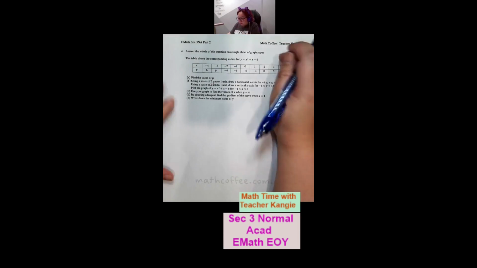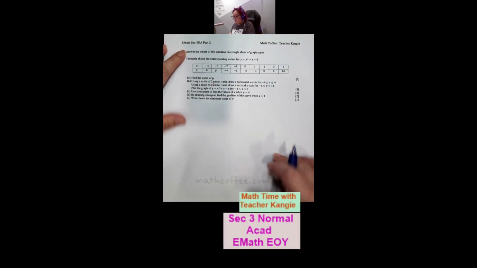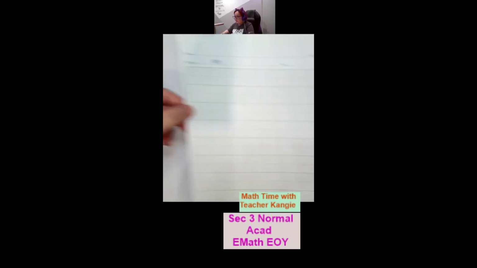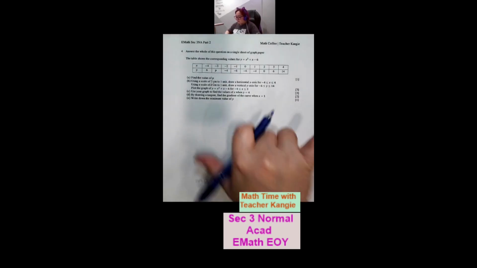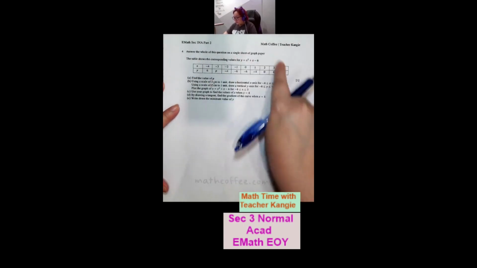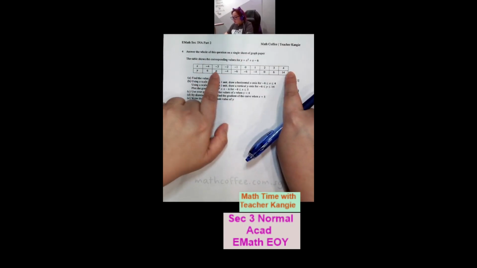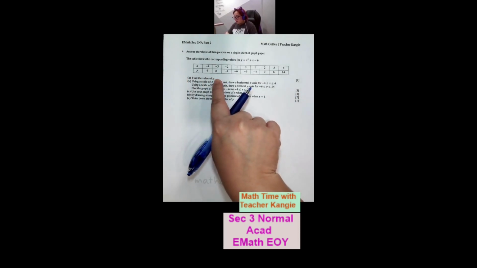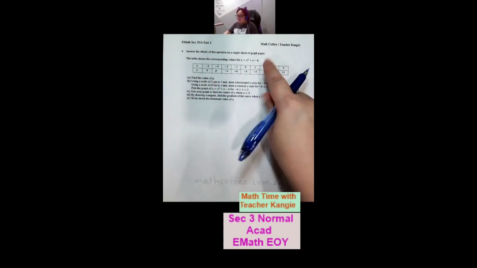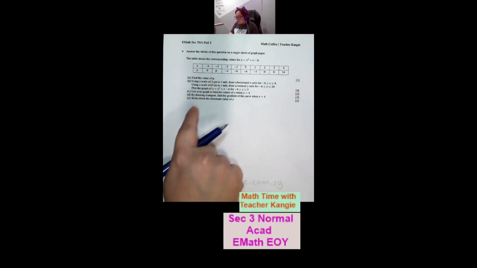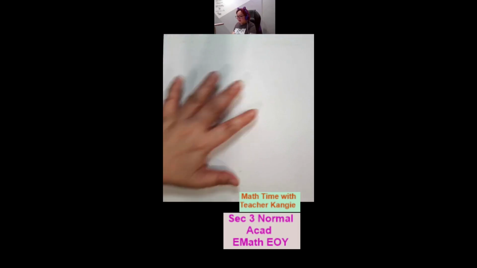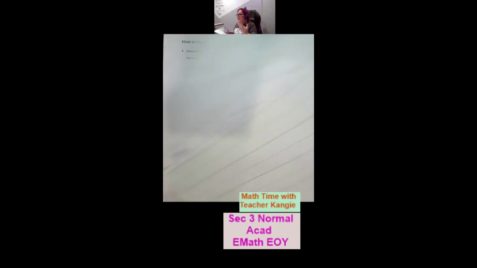Okay, come, let's do our question 4. Answer the whole of this question on a single sheet of graph paper. So I have my graph paper here. The table below shows... there is only one unknown, which is P. Part A is find the value of P. Since they want the whole thing answered on a single graph paper, you don't write your find the value of P here. I'm going to do it at the back. Usually I write it at the back.